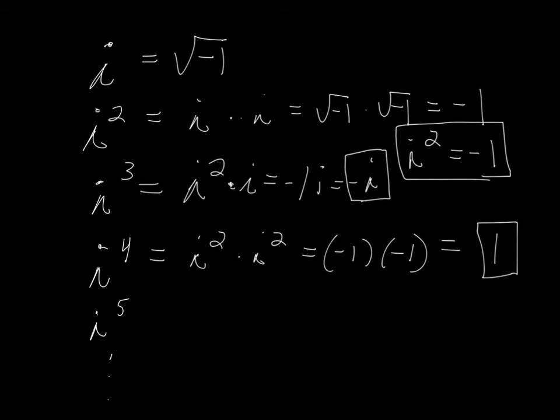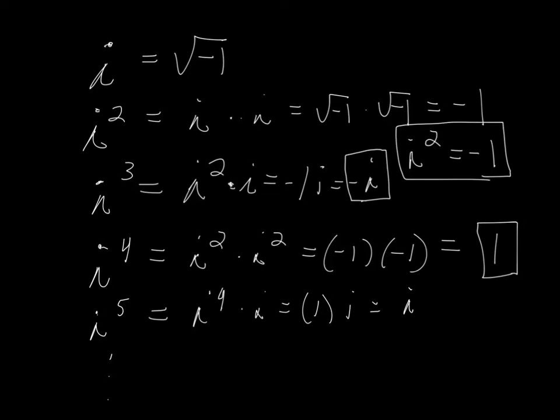So I to the fifth would be a good example of that. Now we're back to, it just goes around in a cycle. I to the fifth would be I to the fourth times I, but I to the fourth is 1, times I, and that's I. And the cycle starts over. So the original I to the first and I to the fifth are the same thing. They're both I.